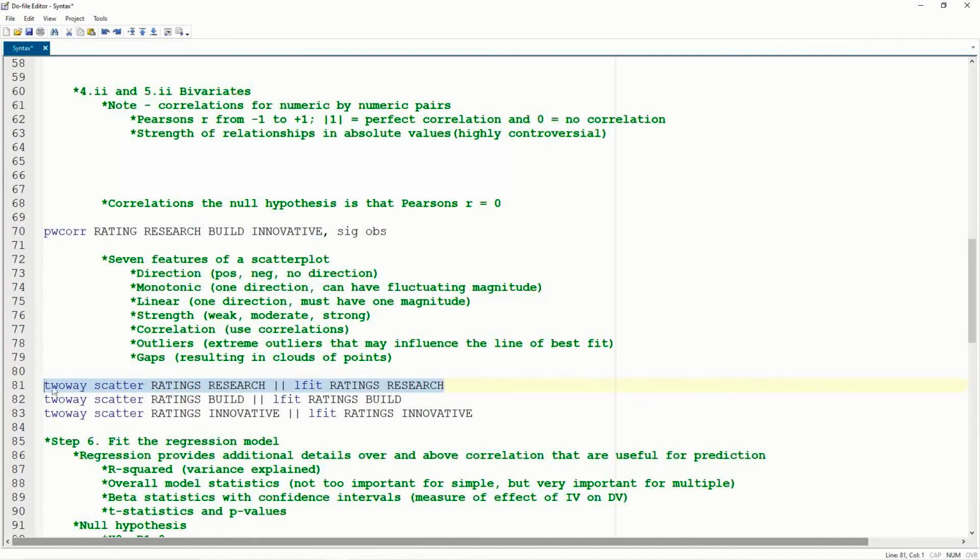Just as a reminder, the syntax to produce your scatter plot is twoway and scatter as two separate words. Then, as good practice, do your DV and then your IV. So rating and then research. And then we need to do the same thing. We have two vertical lines, and then we type in lfit DV IV again, and it has to be the same DV and IV that you had over here. If you don't do this, it'll fit a different line. If you put a different set of variables here, it'll fit the line of best fit for those variables rather than what's in your scatter.